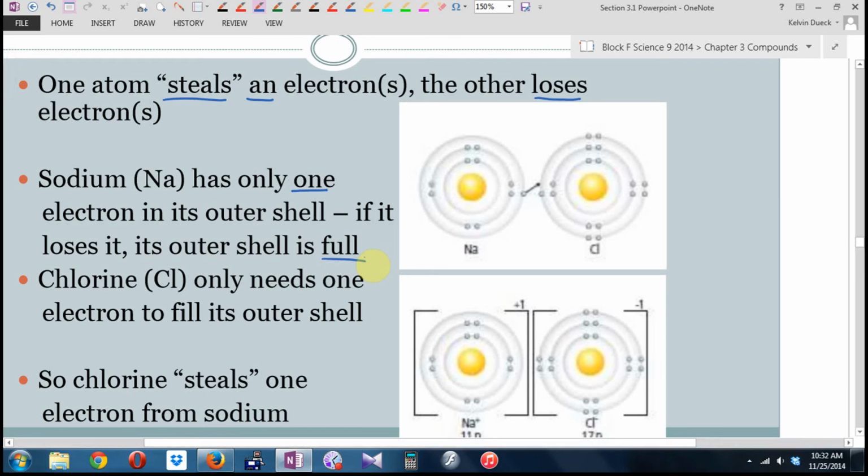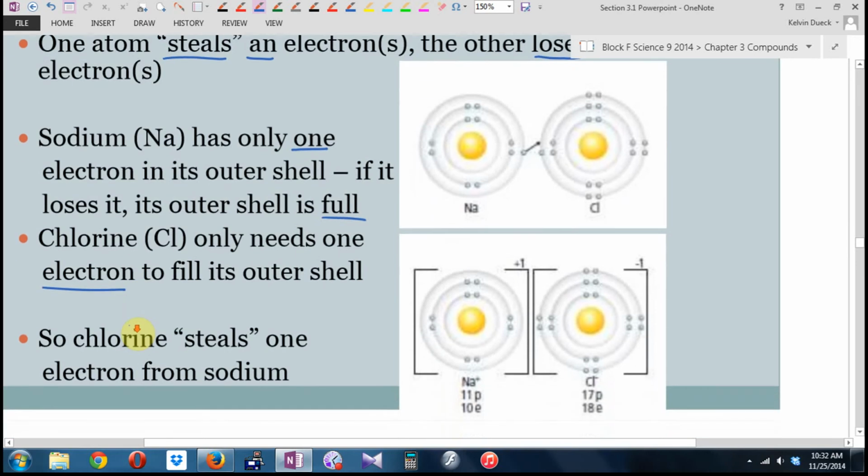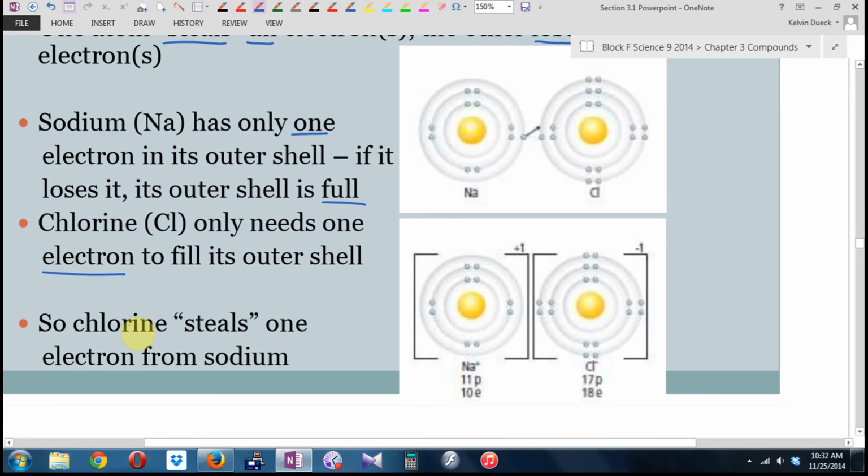Chlorine, Cl, needs only one electron to fill its outer shell. It's a match made in heaven. Chlorine steals one electron from sodium.